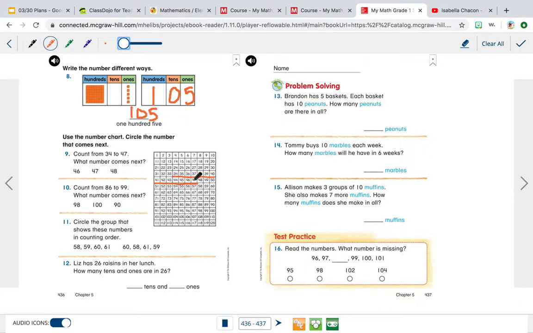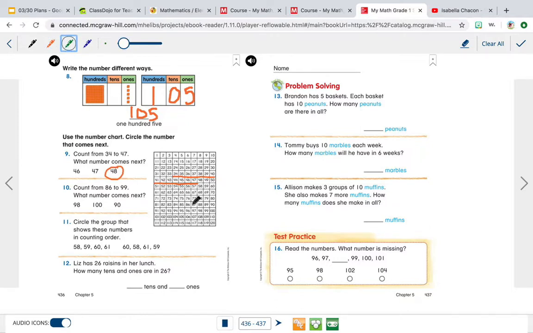What number comes next, my friends? We have 47. What comes next? We can always look at our number chart and see, does 46 come next after 47? No. 46 comes before 47, so it's not 46. Is it 47? No, 47 is 47. What about 48? Look at that. It's 48.